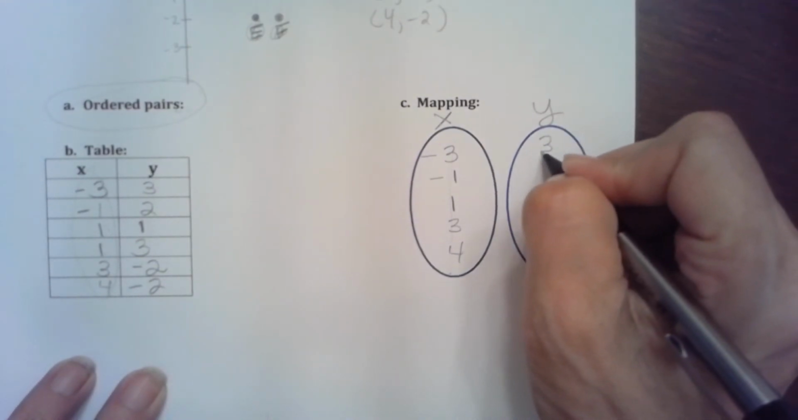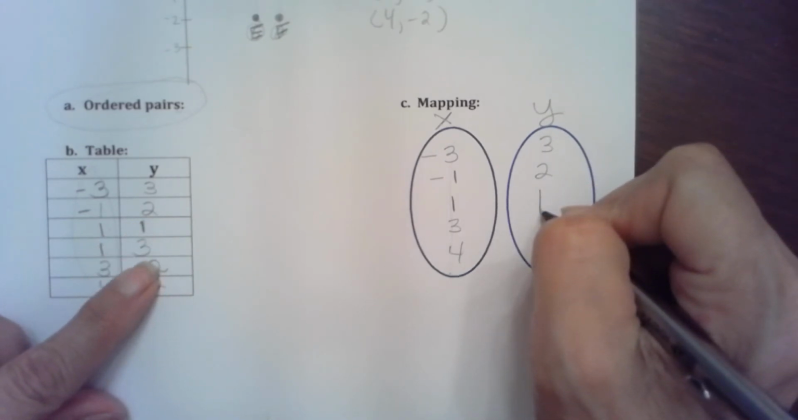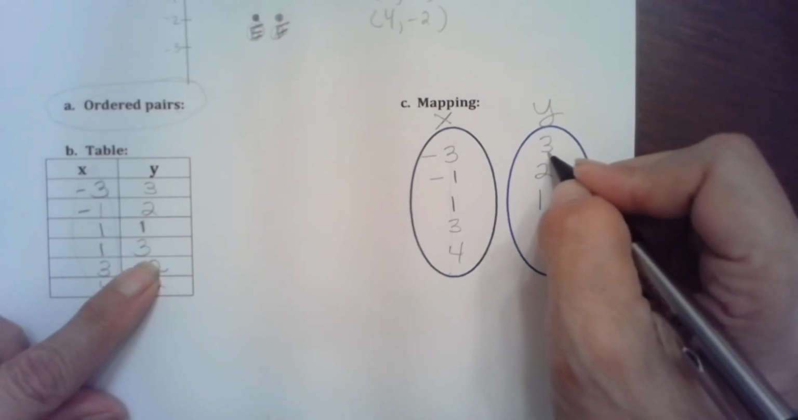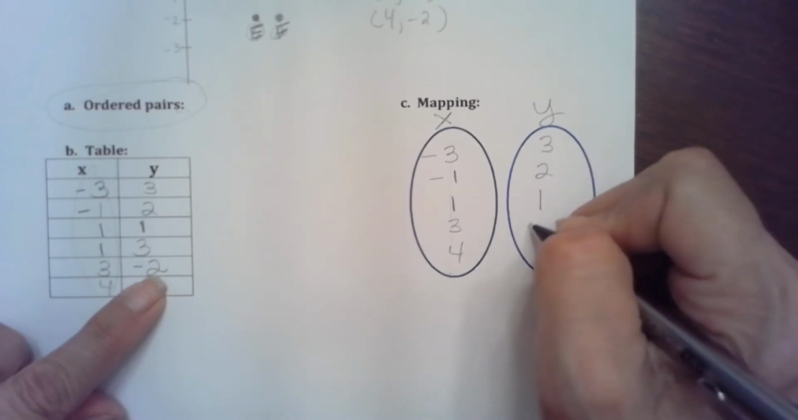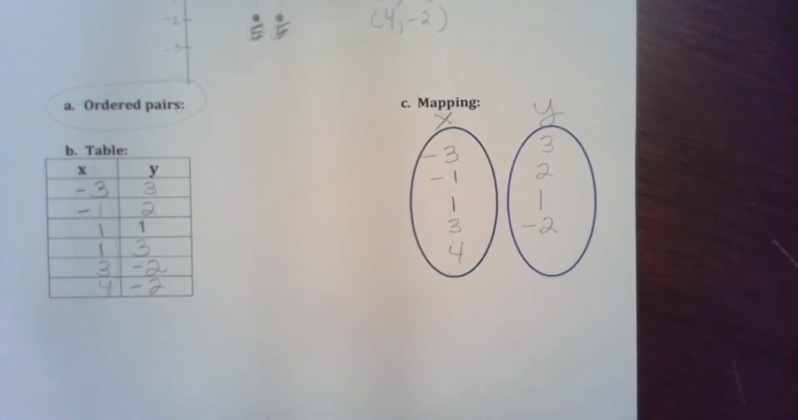Now do the same thing with the y's. We have a 3, a 2, a 1, a 3. Well, I've already got 3, so I don't need to write it again. A -2, and -2, we don't need to write it again.